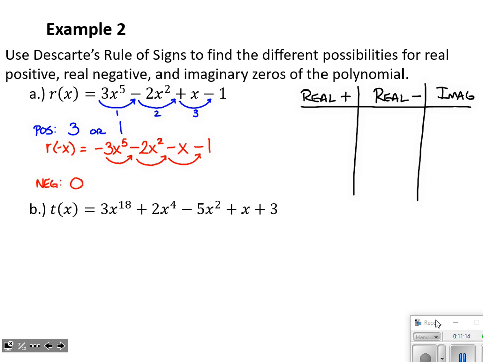So now why did we make that table off to the side? Well, one possibility was that I had 3 reals that were positive, or I could have 1 real that was positive.